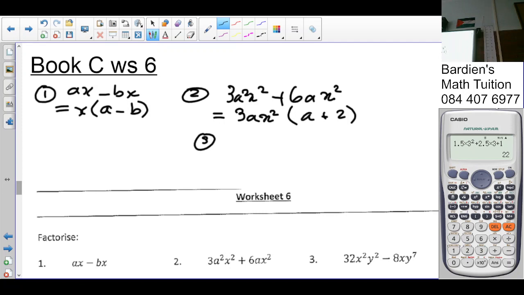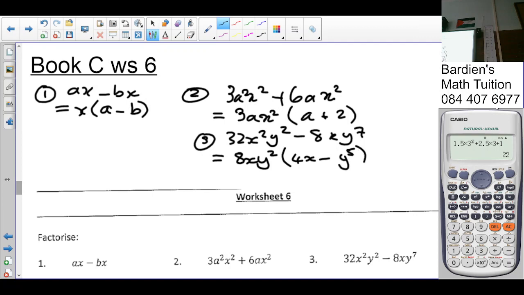Number 3. You've got 32x squared y squared minus 8xy to the 7. What's your highest common factor here? 8xy squared. You all okay with that? What are we left with? 4x minus y to the 5, isn't it? Any confusion here?